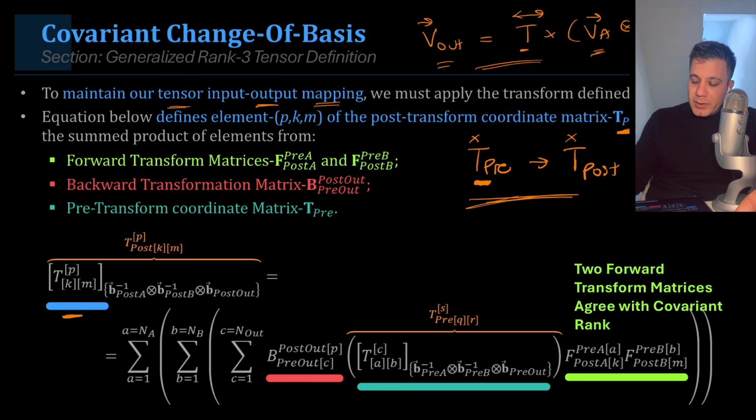All right, so what do we have? The post-transform coordinate matrix, which we call T post, is equal to the pre-transform coordinate matrix, which we call T sub pre. And we multiply it by 3 different transformation matrices. We have the forward transform matrix associated with the first input and the second input, and then we have the inverted or reverse transform matrix associated with the output.